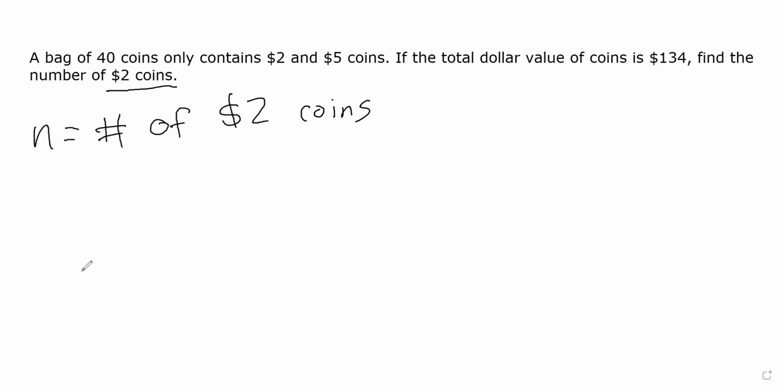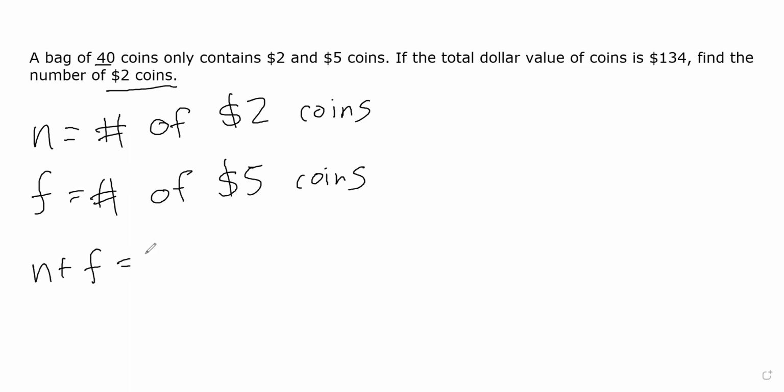Okay. Now, if n is equal to the number of $2 coins, and if I let f equal the number of $5 coins, what's the relationship between n, f, and the total number of coins, 40? Well, if I add n and f up, n plus f, this should give me the total number of coins, which is 40. The number of $2 coins plus the number of $5 coins gives me the total number of coins, which is 40.